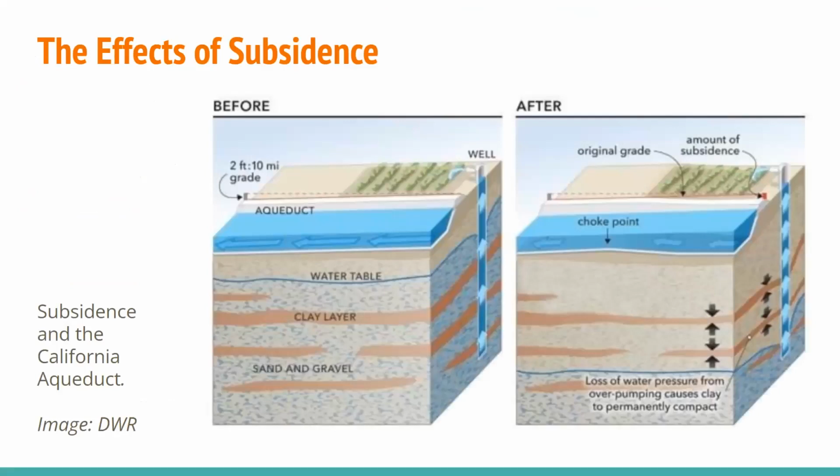So let's talk a little bit more about what subsidence does to the land and to folks. So reduced surface water availability, i.e. the dry years, during the droughts of 1976 to 77, 1986 to 92, 2007 to 2009, and 2012 to 2015, they all caused a big spike in groundwater pumping in the San Joaquin Valley, which led to drastic increases in subsidence.